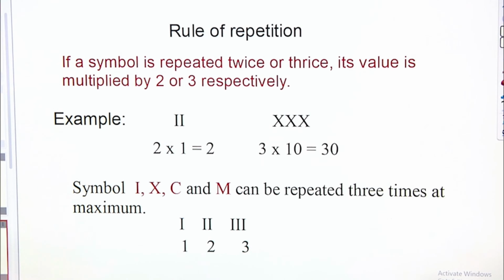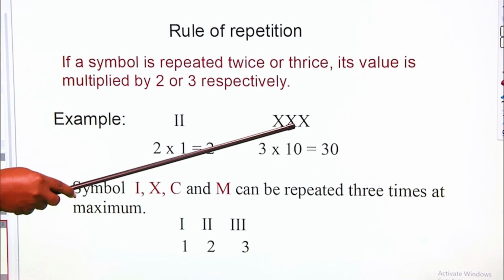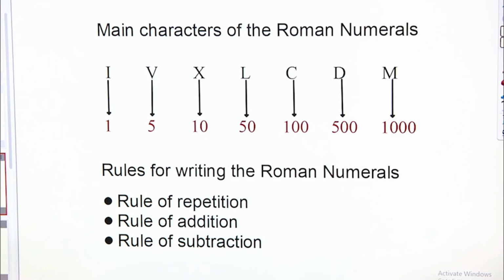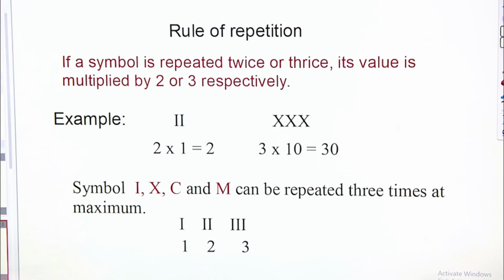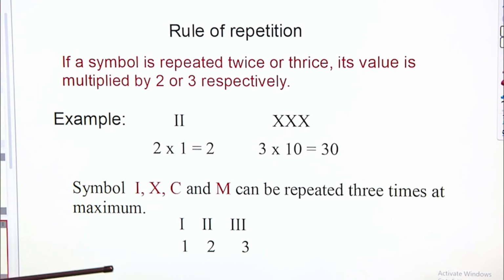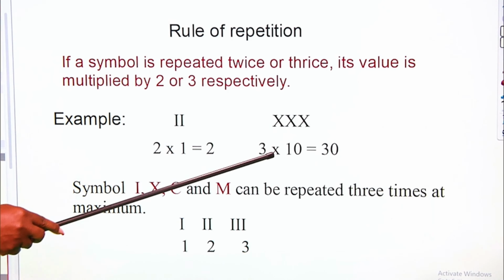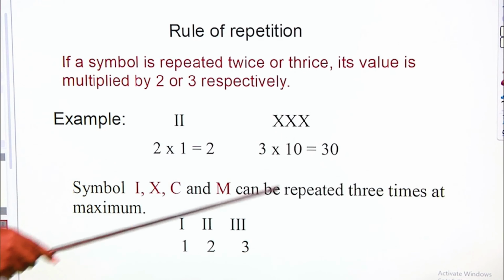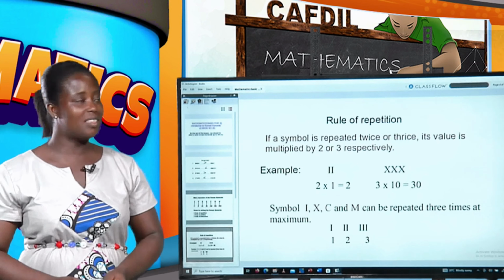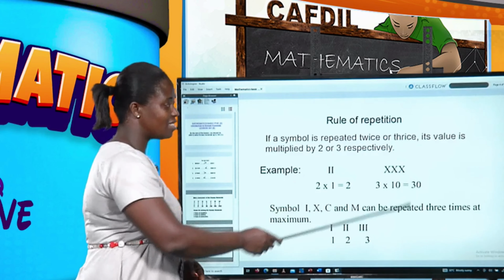Example 2. We have 3x, and we know our x. What is the value of x? X stands for 10. So with 3x, we have to multiply it by 3. So 3 times 10 will give us 30. Therefore, 3x is equal to 30.